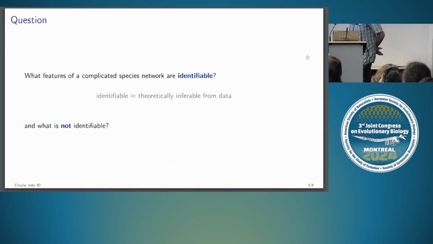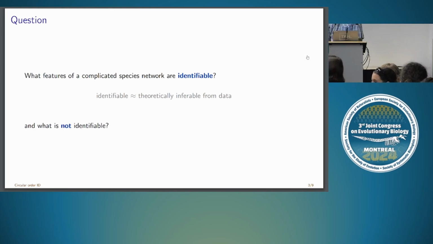Okay, so the broad question I'm trying to get people to think about is what features of an unknown, complicated species network have a chance of being inferred? The technical word for that is identifiable, and I'm not going to define it carefully other than to say you should think of it as meaning that theoretically you could infer those features from data. If something is not identifiable, that's equally important. It means there's no way to extract it from the data.